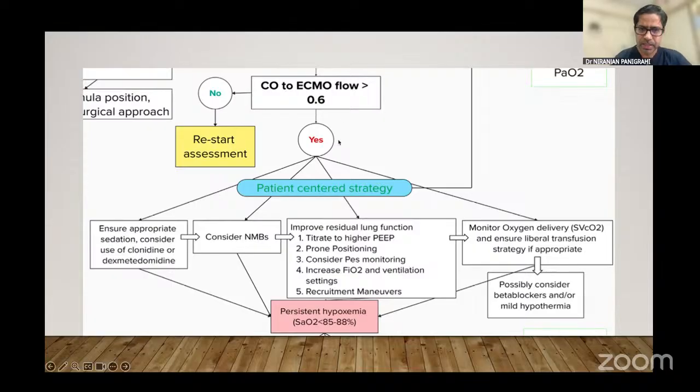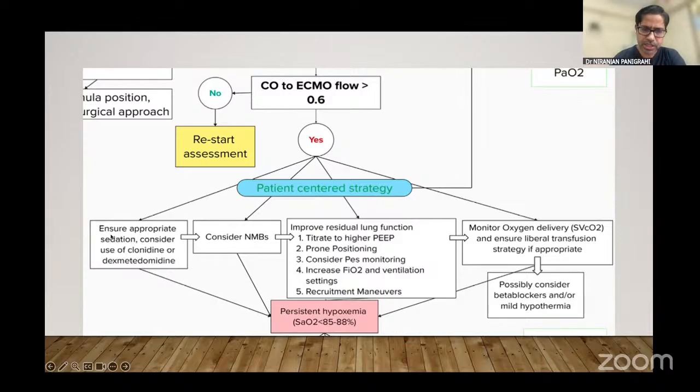Then what? Then check if more than 60% of blood is going into the membrane or not. And if the answer is yes, that means more than 60-70% of blood is going into the oxygenator or the machine. Then what? Still your patient is desaturating. Then the flow chart says there are certain patient-centric strategies to make something so that the consumption will come down. So what are the things to do?